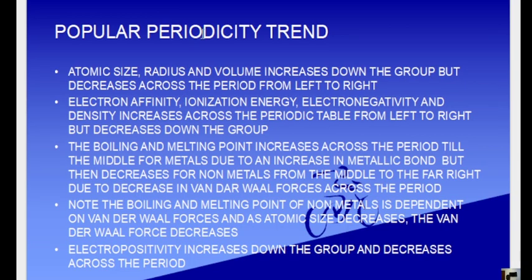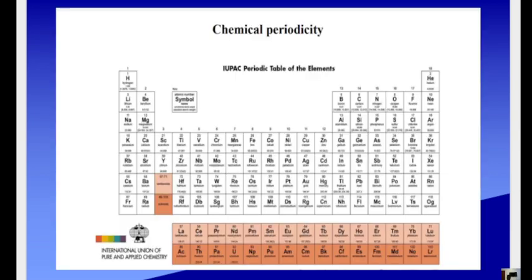Now, the second trend we are going to be talking about is electron affinity. Electron affinity, ionization energy, electronegativity, and density increase across the periodic table from left to right, but decrease down the group. So the implication is that if I'm considering the periodic table from left to right, I would have an increase in ionization energy, increase in electron affinity, increase in electronegativity, and an increase in the density.